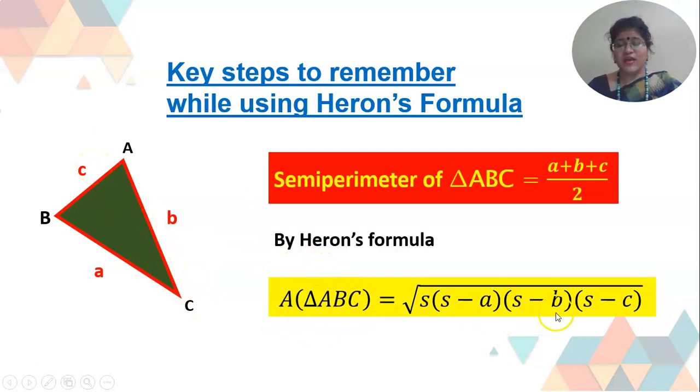Now, after using Heron's formula, you will substitute the value of the semi-perimeter below the root and then write down the difference. That is, you'll subtract the side from the semi-perimeter. And after having done this, you will get the area of the triangle. So you apply this formula only when the height of the triangle is not known.